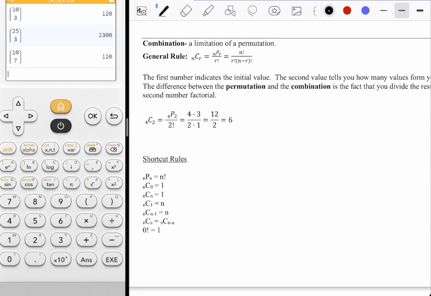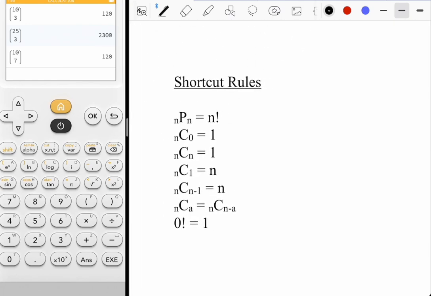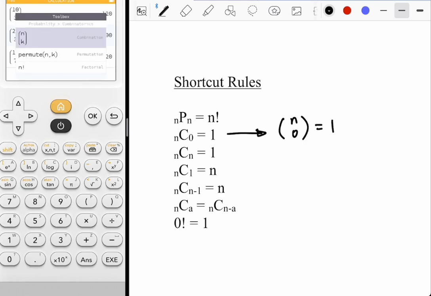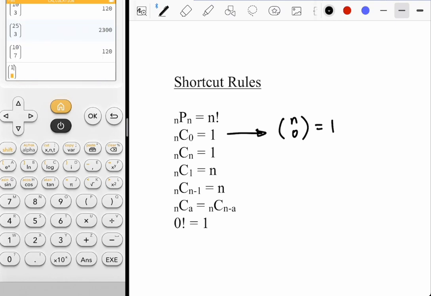Right? So again, these shortcut rules, they're great. Like knowing that, notation. I used to use the TI calculator, now I use NumWorks, and they represent a combination a different way. So this one here is the same as saying n choose 0 is equal to 1. So if I do a combination, let's say I have 10 students, but I want none of them in a group. I get a result of 1.